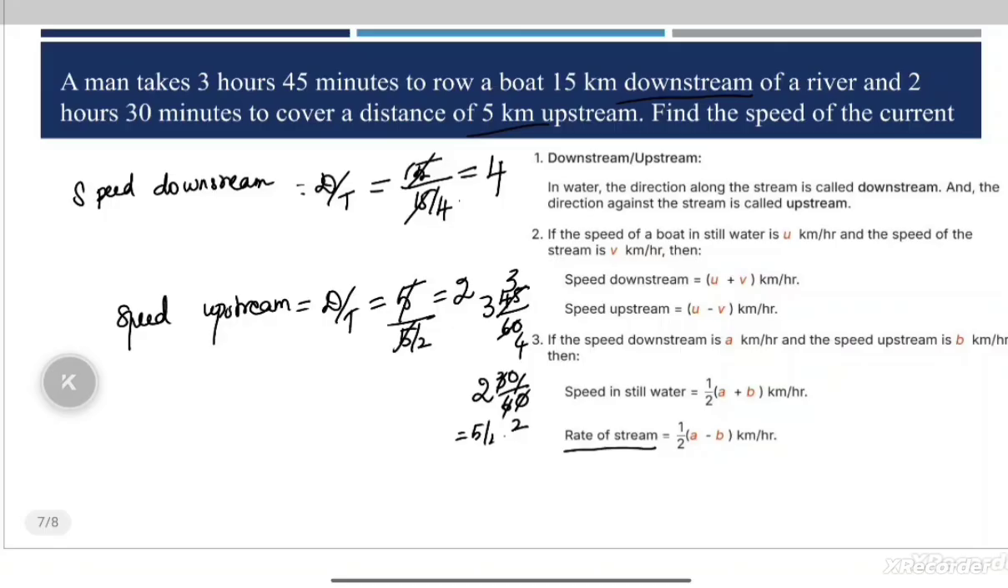You are asked to find the rate of the stream. The rate of the stream is nothing but 1 by 2 into a minus b. So 1 by 2 into 4 minus 2, which is equal to 1 kilometer per hour.